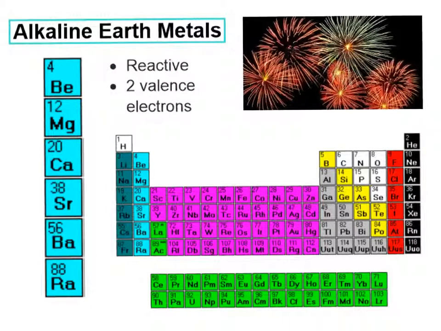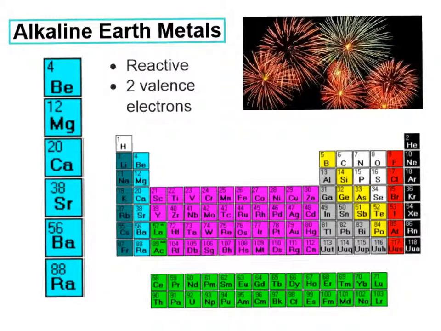Let's take a look at the alkaline earth metals. They come from this second group on the periodic table, and when we look at those, we have beryllium, magnesium, calcium, strontium, barium, and radium. And they are also reactive. They, however, have 2 valence electrons, 2 electrons in their outermost shell.